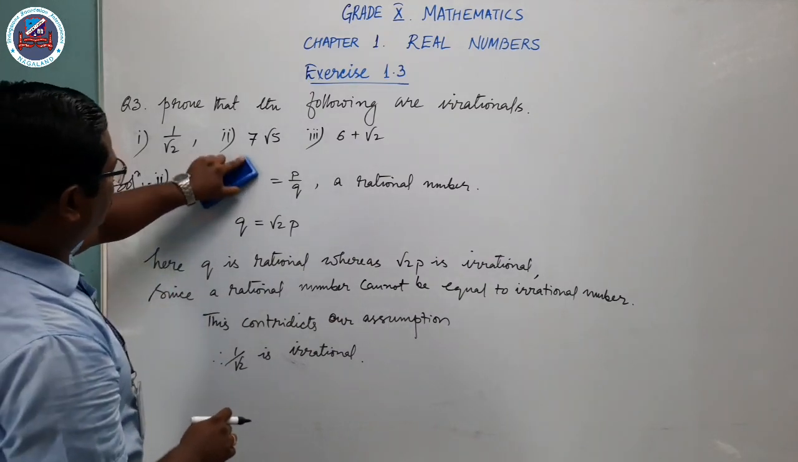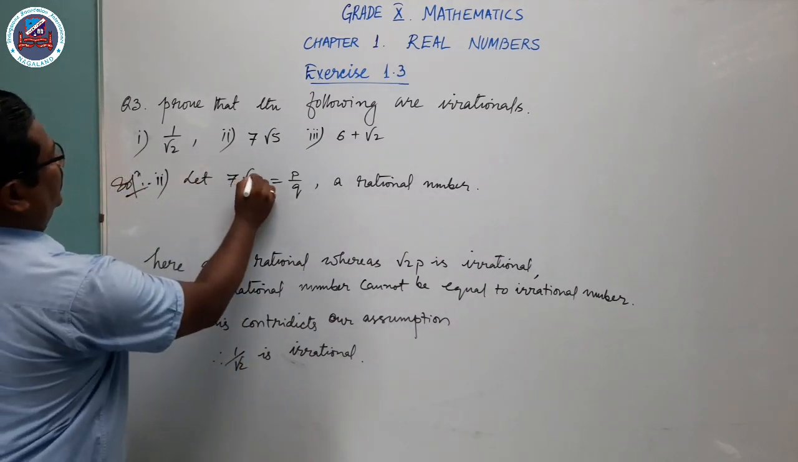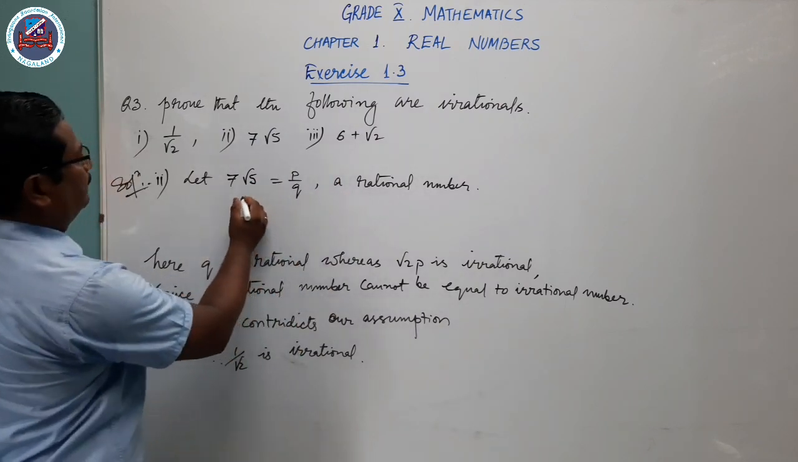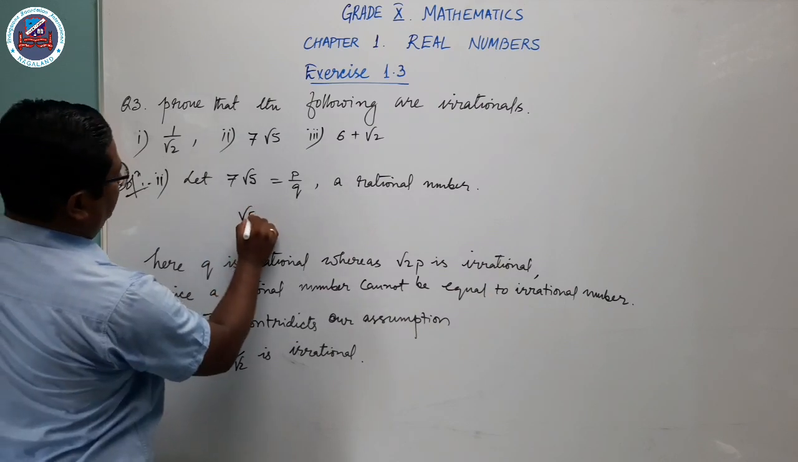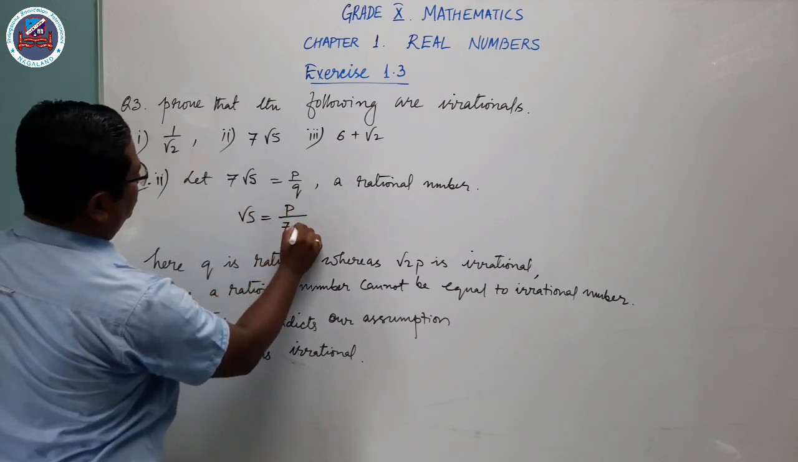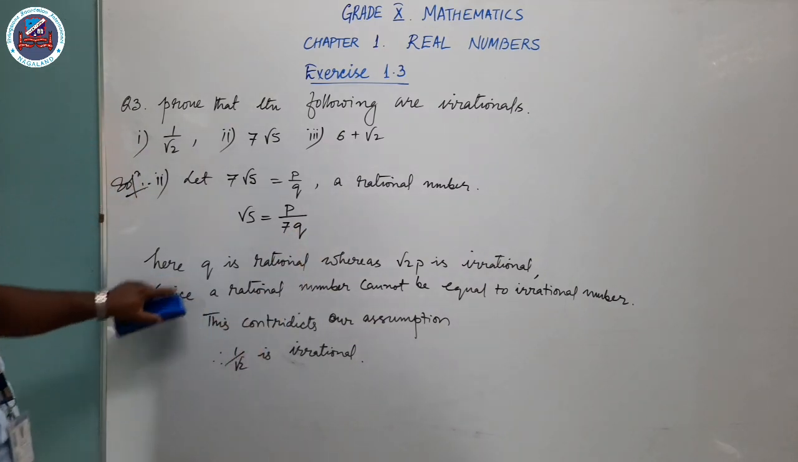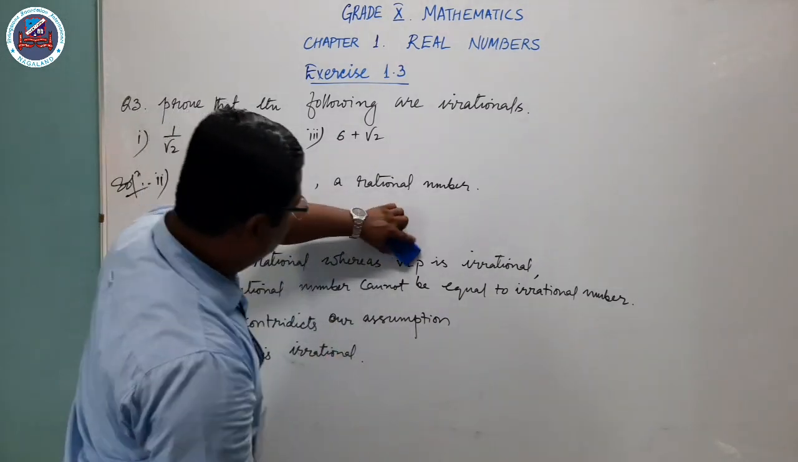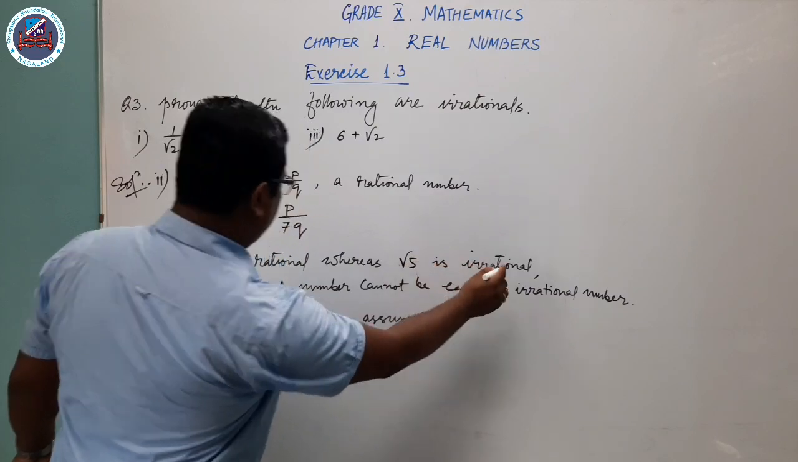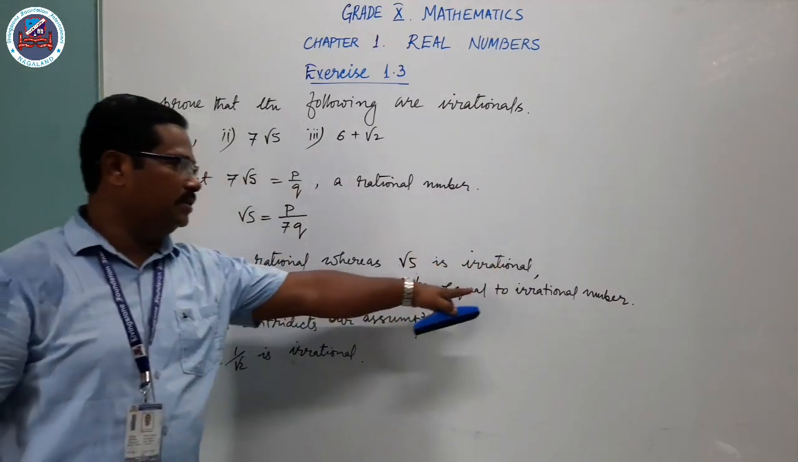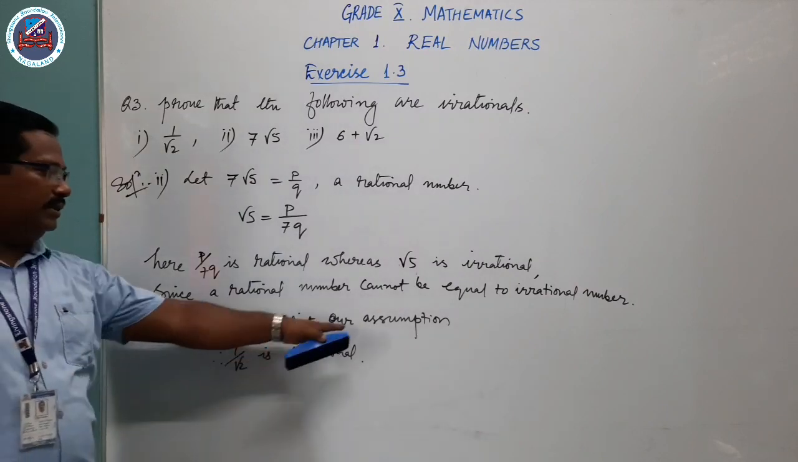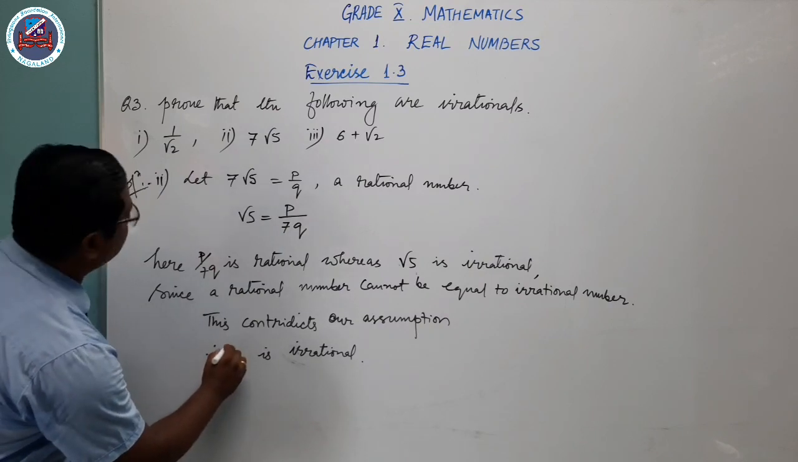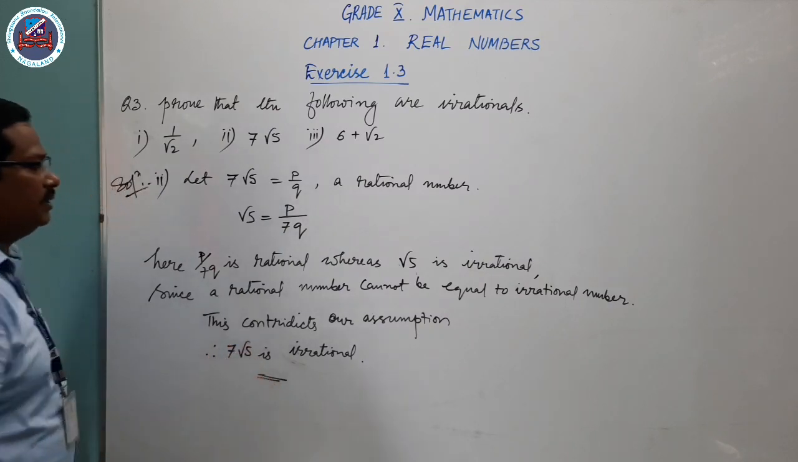Let 7 root 5 equal to p by q, a rational number. Then here also, if you cross multiply, or you can do like this, root 5 you can keep it here, and p by 7q you can bring down. Then here p by 7q is rational, whereas root 5 is irrational. Since a rational number cannot be equal to irrational number, this contradicts our assumption. Therefore, you can write 7 root 5 is irrational. This way you can do.